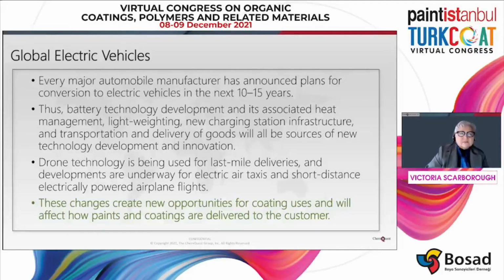And we're going to see the transportation and delivery of goods of everything that we do being changed by using the electric vehicles. But indeed, not only cars or automobiles and trucks, but we're going to see drones being used for last mile deliveries, as well as electric air taxis, these companies are starting to produce small airplanes for taxi services, and particularly in congested areas where you need to get somewhere fast from one area to another. And there's also short distance electrically powered airplane flights, which is really cool.